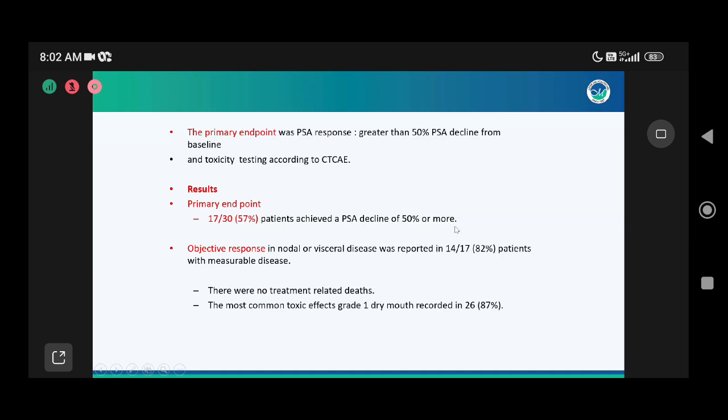This, as I told you, is beta therapy. So if you see beta therapy, there is around a 57% success rate of PSA decline of more than 50%. And objective response is more in the case of nodal or visceral disease, which is reported in around 82% of cases. In the case of visceral disease, the ALSYMPCA trial excludes patients with visceral disease, whereas lutetium PSMA can be given in patients with visceral disease.